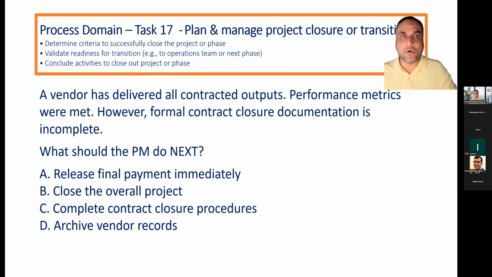A vendor has delivered all contracted outputs. Performance metrics were met. However, formal contract closure documentation is incomplete. What should the PM do next? You read the options and put your answers in the chat window, please. It's not about release, it's not about close, exactly. Complete contract closure procedures. Very good.